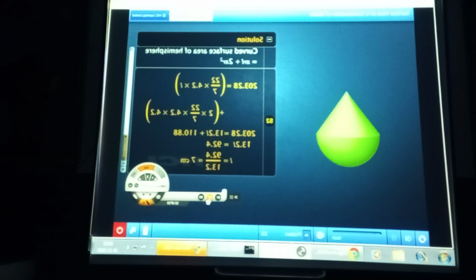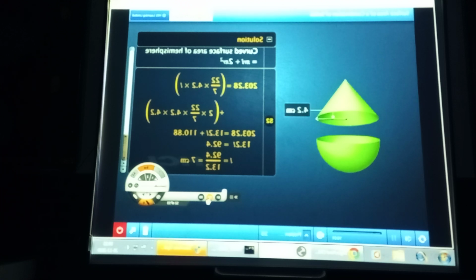To find the height of the cone, we need the radius and slant height. Since the total surface area of the entire solid and the radius of the cone are given, we put in these values. Also, note that the radius of the cone and hemisphere are the same. Then, we simply find the value of the slant height of the cone.